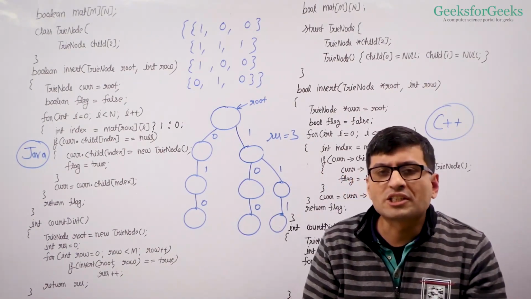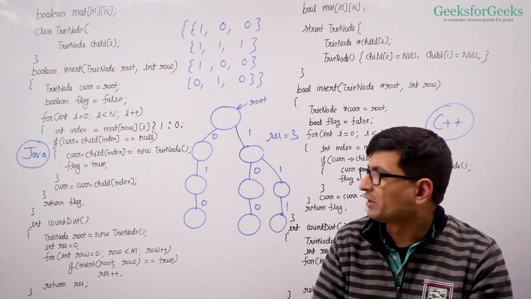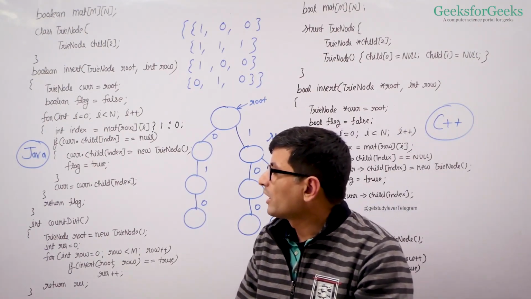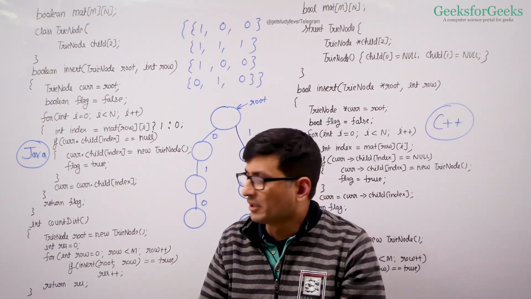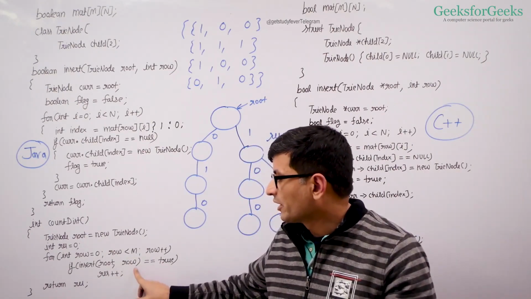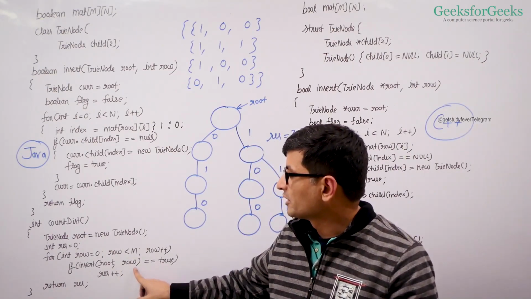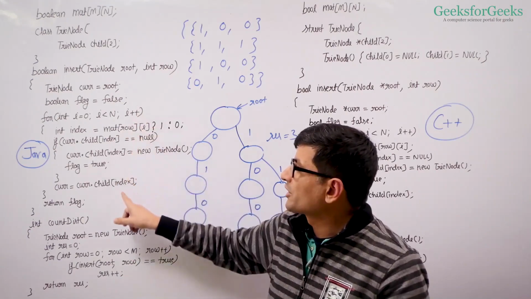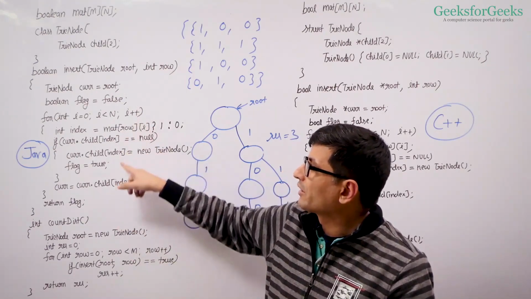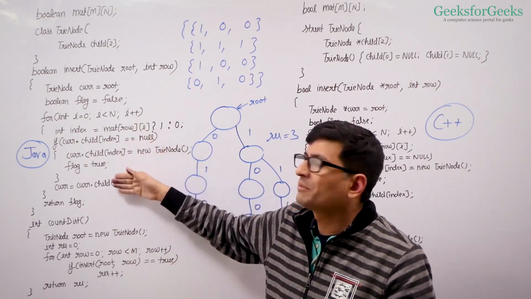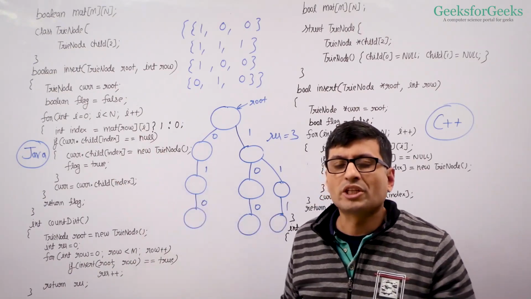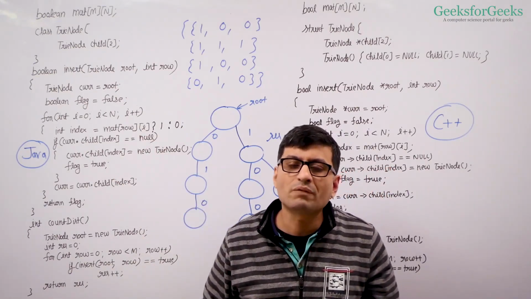Let us now analyze the time complexity of this solution. This solution requires big O of mn time. We are running a loop for m here. Inside this loop, we are calling this insert function. And this insert function is running a loop for n here. And inside this loop, we are doing a constant amount of work. So the time complexity of the solution is big O of mn.